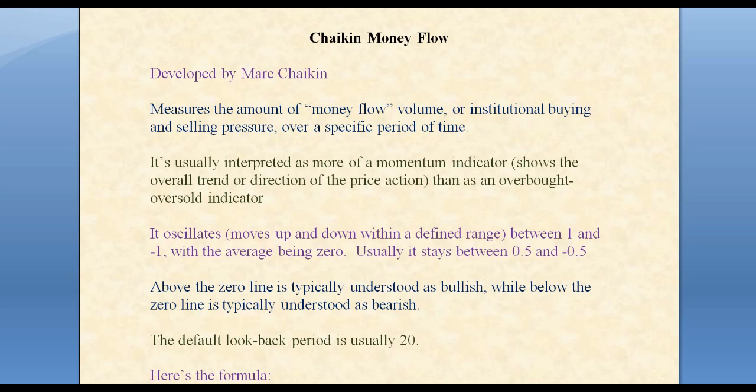And it oscillates or moves up and down within a defined range between 1 and -1, with the average or center line being 0. And usually it stays between 0.5 and -0.5. You don't often see it go all the way up to 1 or all the way down to -1.